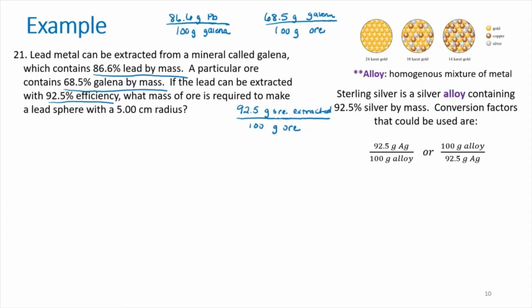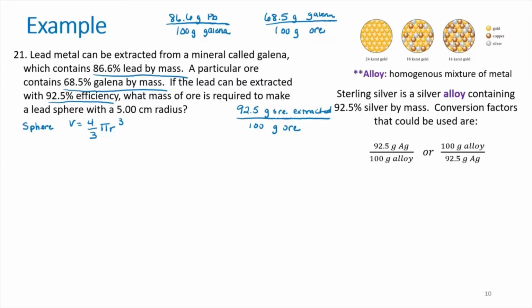So how can I go about this? Well, I want to know how to make a lead sphere. I want a lead sphere with a radius of 5 centimeters. So I know the equation for a sphere. Volume equals 4/3 pi r cubed. I know 4/3 pi r cubed, and I want to figure out how much volume do I need? What do I actually need? How much do I need to extract to be able to make this sphere?